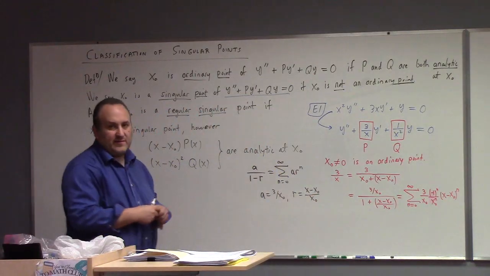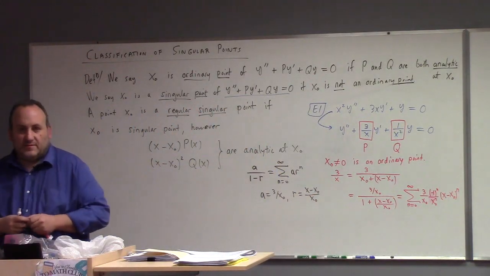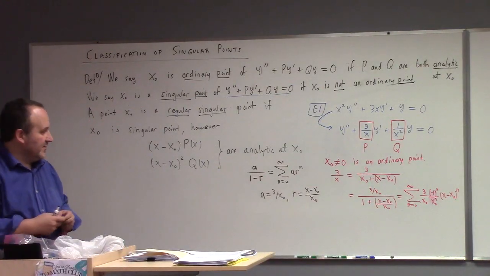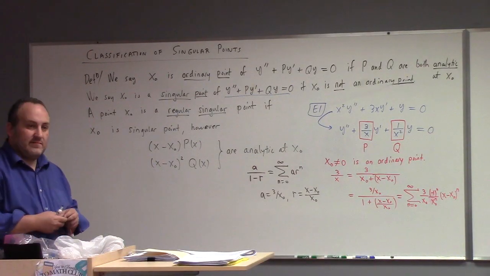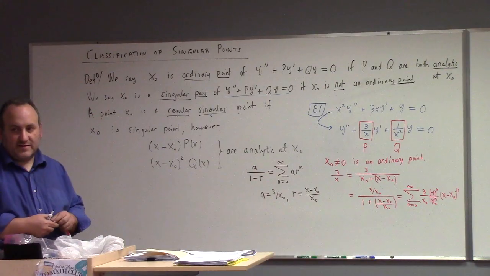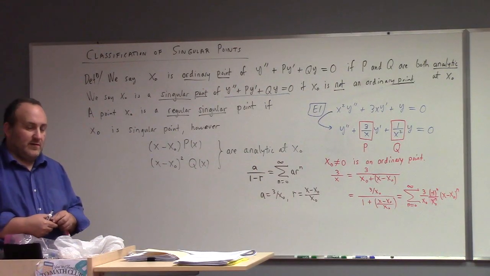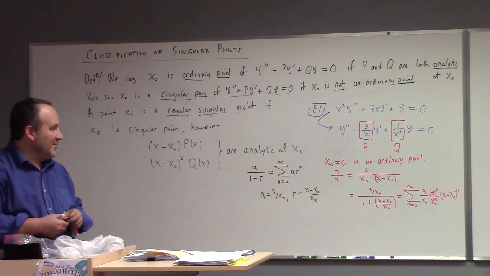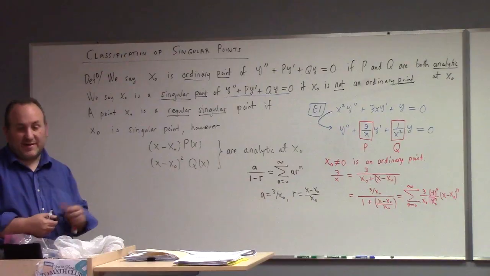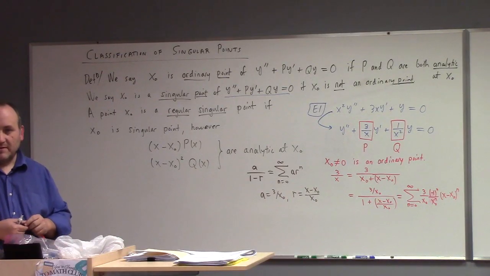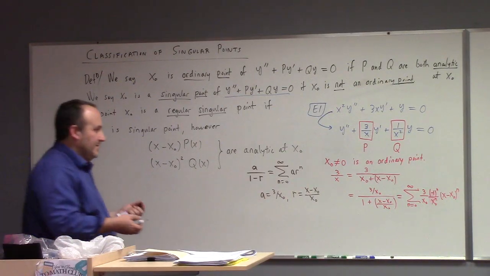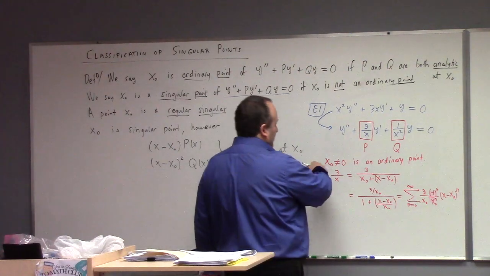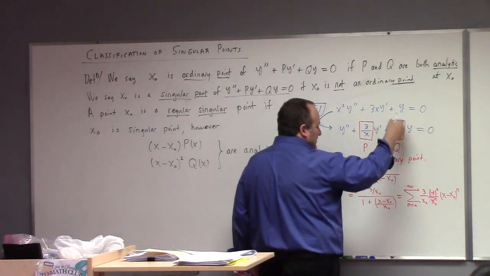I'm using the geometric series. So the geometric series straight away finds me a Maclaurin expansion for P. But you notice what I had to do for that calculation, all over the place? I had to divide by x naught, right? So can we do this when x naught is equal to 0? Like, clearly not, right?